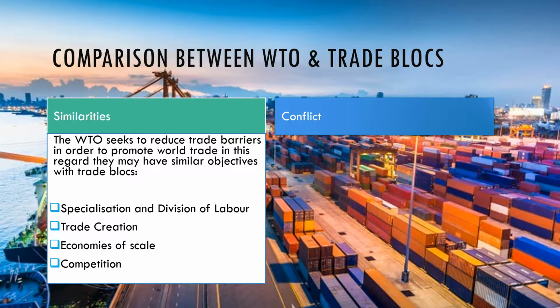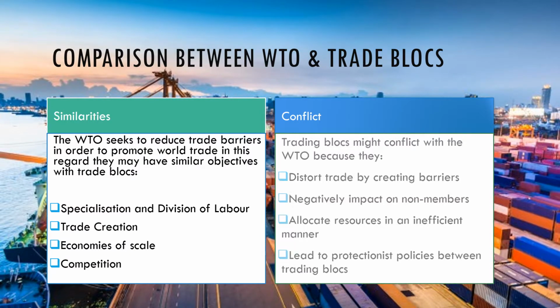However, there can be some conflict between trade blocs and the WTO, because trade blocs might distort trade to some extent by creating barriers, particularly when you go for a customs union or higher. By implementing a tariff for non-members, they're distorting trade. So this might have a negative impact on non-members and lead to a less efficient overall allocation of resources or production process. Often it can lead to retaliation as well between trading blocs, and so more protectionism.